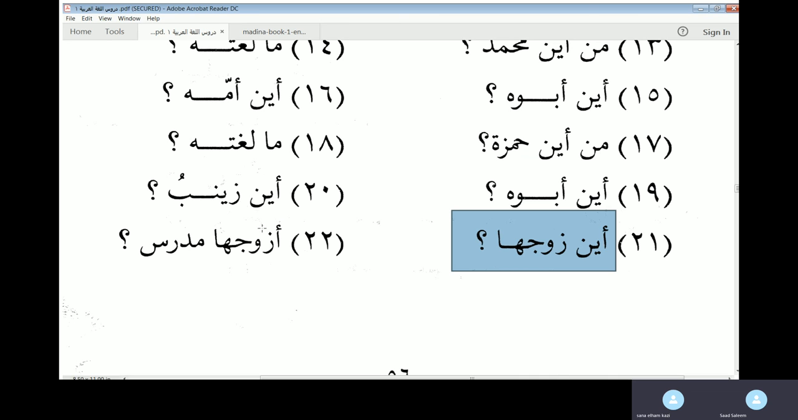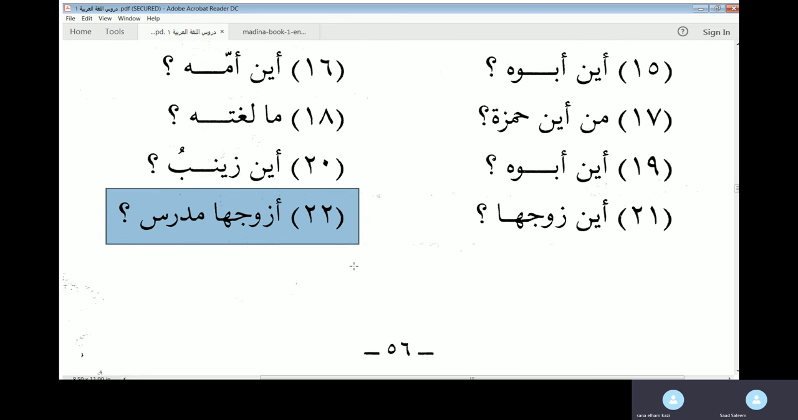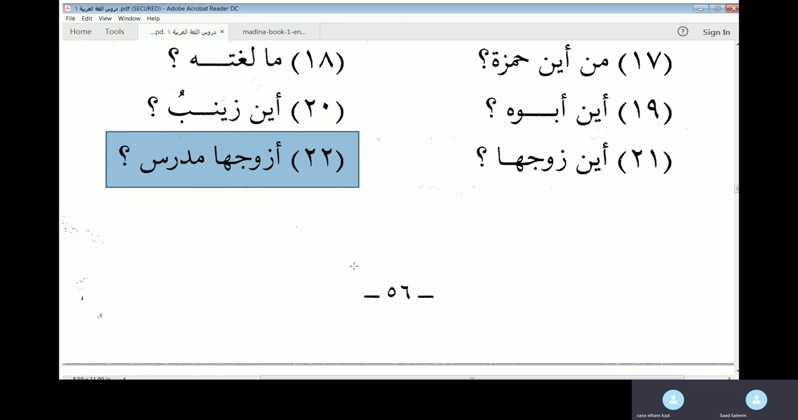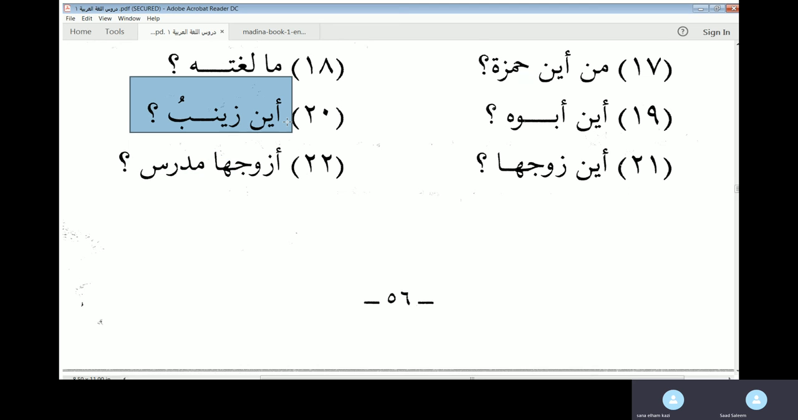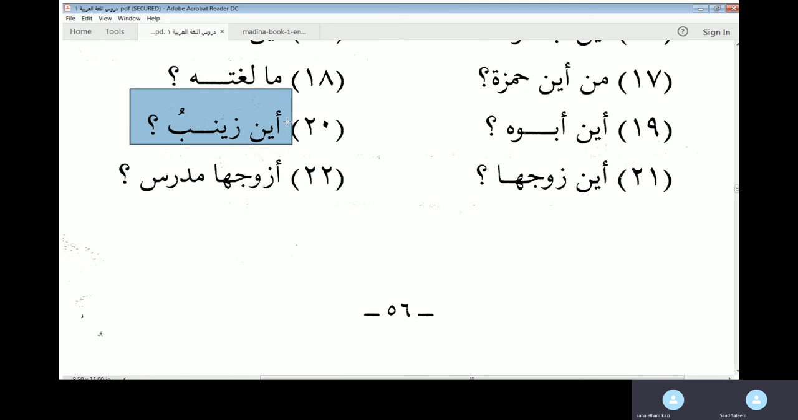Zawjuha fil yabani. Aina Zainabu, the question you have. Aina Zainabu, whereas if it's Muhammad, you would say Aina Muhammadun? Yes, Muhammadun. I will say Tanween. Because it's a feminine name. Yes. With feminine it's dhamma. Example. Yeah.